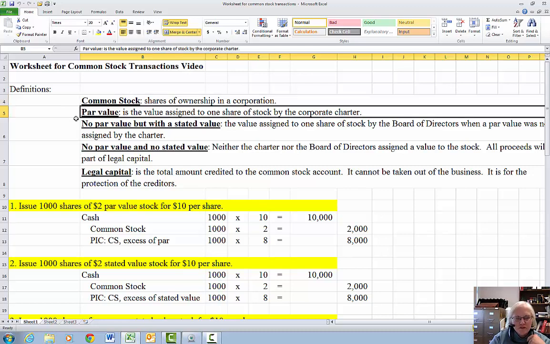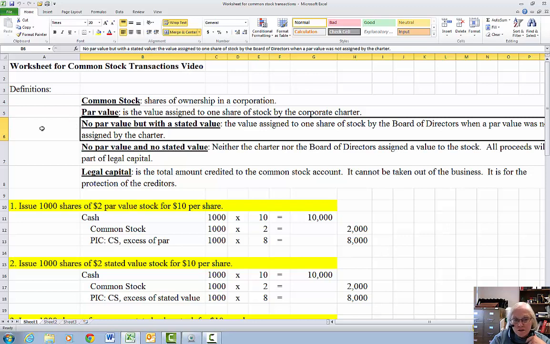Okay, par value is something you need to know about. It is the value assigned to one share of stock by the corporate charter, which is one of the first things you file with the Secretary of State for the state you want to become incorporated in. And it's usually set very low.